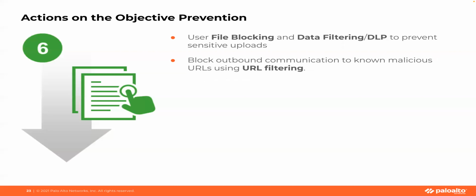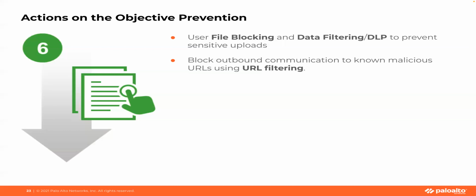So what can we do here? Using file blocking and data filtering or DLP subscription, we can prevent sensitive uploads. For example, you probably wouldn't expect documents, PDFs to go out of the data center towards the internet. And we can use file blocking to fairly effectively detect and block those kinds of connections.